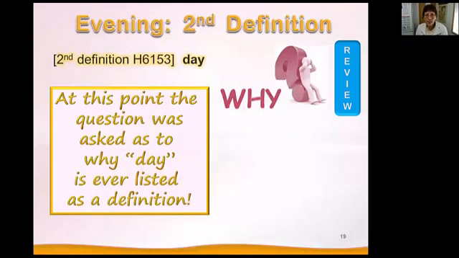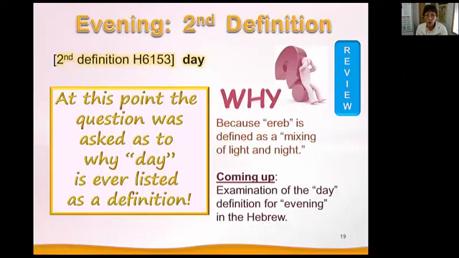There is also a second definition in the Strong's listed as the word day. 6153 is listed as day. At this point, we decided to question why the word day is ever listed as a definition, when it doesn't seem like it has anything to do with evening as a noun or evening as a verb. So yes, asking the question why is a really good thing to do, because we had determined that Aibv is defined as a mixing of light and night, and we did not understand how the word day could have any kind of a mixing part to it. So that is something that we need to question. And coming up, we are going to do an examination of the word day as it's defined by evening in the Hebrew, and we'll take a peek into the New Testament as well.